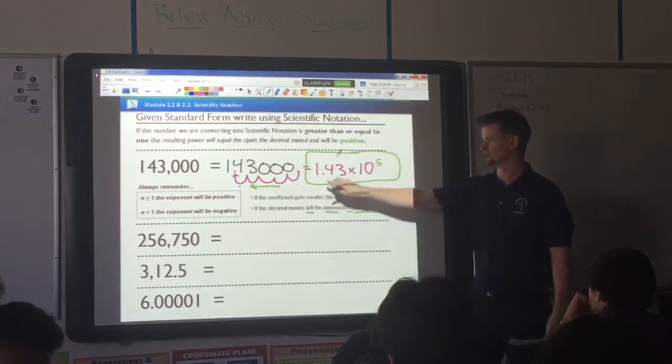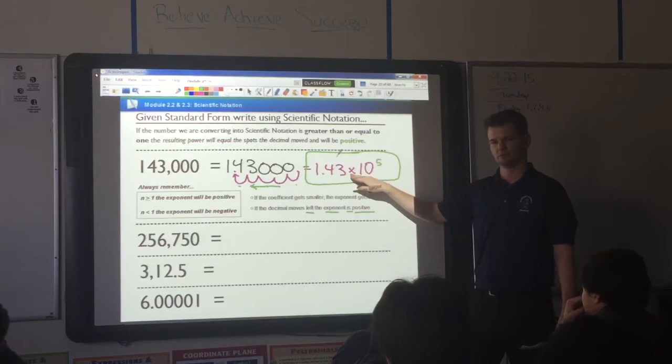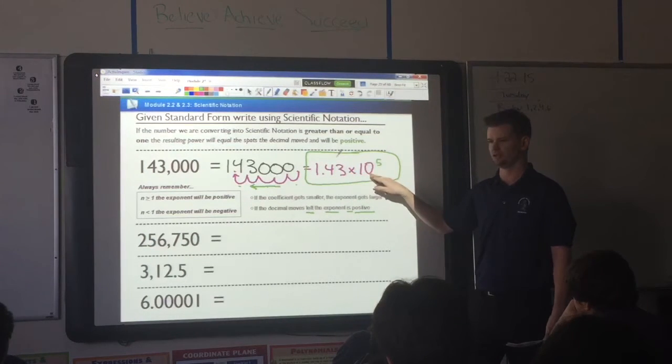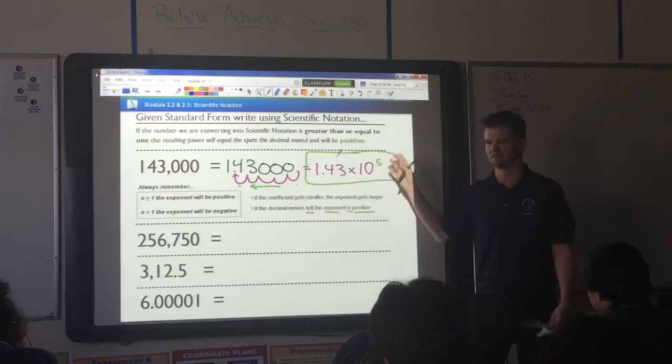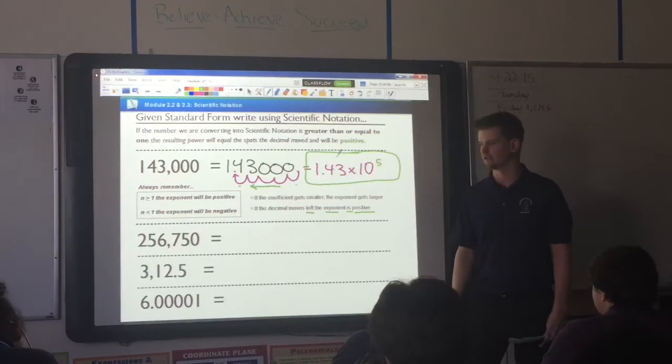We see if we have all the parts. Coefficient, good. Multiplication sign, good. Base is 10, good. Exponent, 1, 2, 3, 4, 5. We move to the left, it's positive. That's how we do it. Let's run through some more.